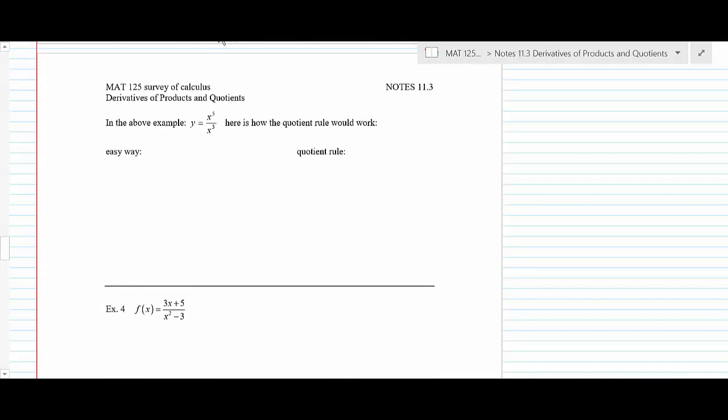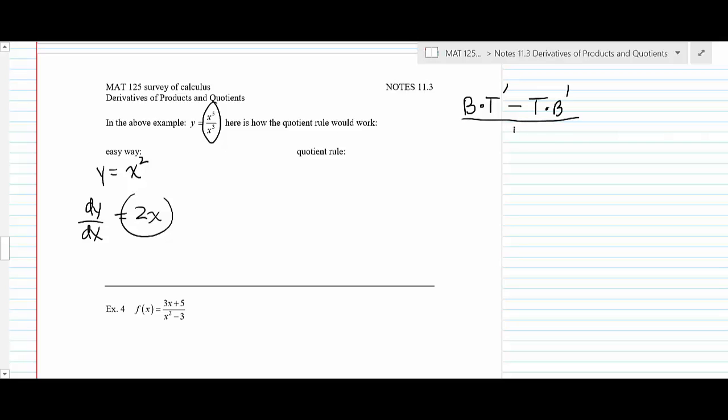Okay, so let's do this example with the quotient rule, even though we already know the answer, and we'll start practicing the quotient rule. If you were doing this problem the easy way, you would simplify that to x to the second, and then if you do the derivative, you would get 2x. So without a doubt, that's the derivative of that function. Now let me write this down for reference: the derivative of the quotient is bottom times derivative of top minus top times derivative of bottom over bottom squared. You don't have to write that down, I want to write it so you can refer to it as we put this together.